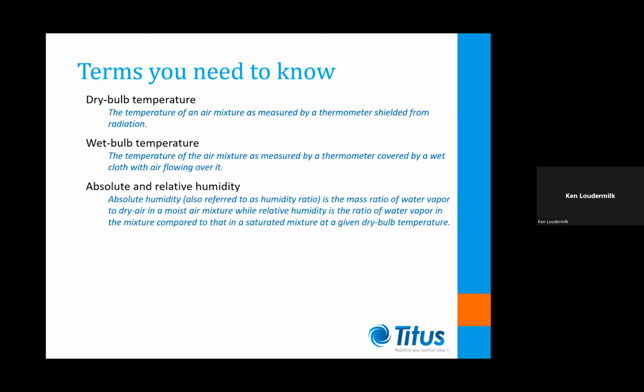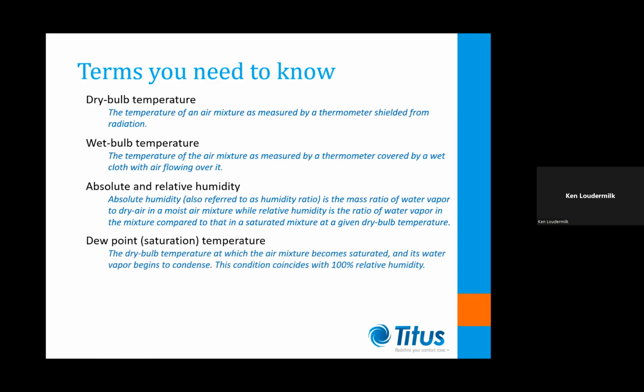Absolute humidity is the mass ratio of water vapor to dry air in a moist air mixture. It's also referred to as humidity ratio and expressed as pounds of water per pound of dry air. Relative humidity, expressed as a percentage, is the ratio of the mixture's moisture content to that of a fully saturated mixture at the same dry bulb temperature. We'll discuss this a little later in the presentation.